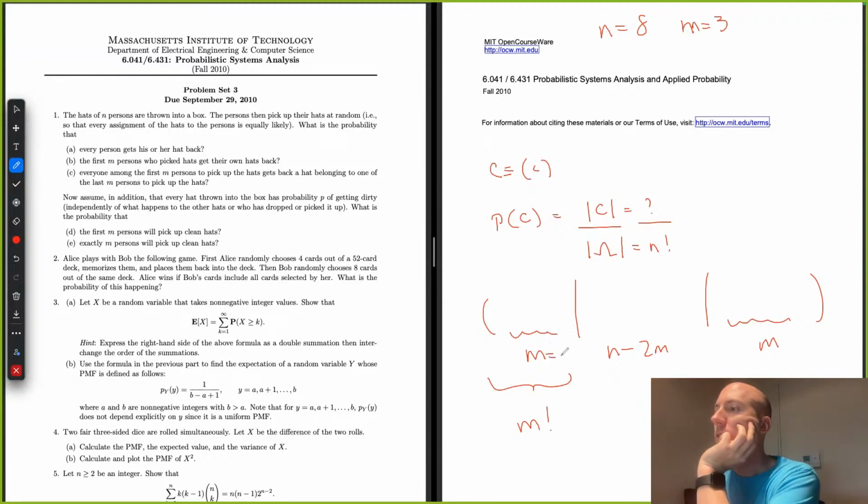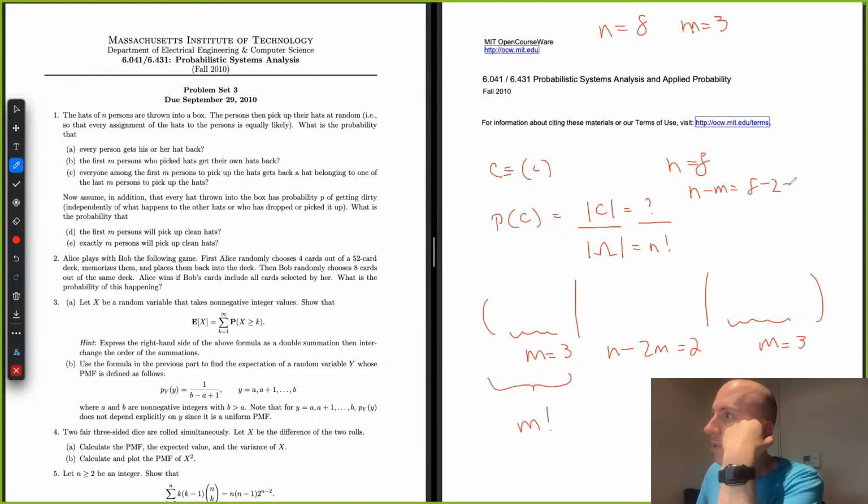So in this case, there's 3. In this case, there's 3. And here there's 2. So we basically started with 8. N minus m is equal to 8 minus 2, 8 minus 3. So there's 5 hats remaining at this point.